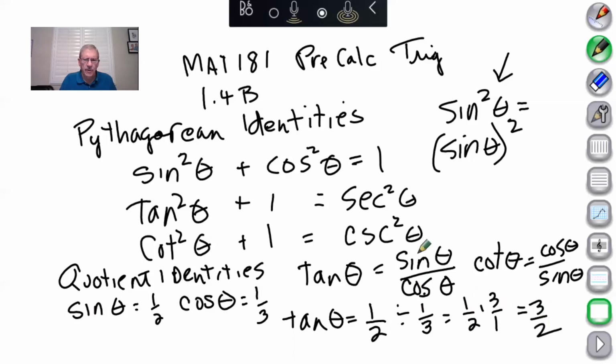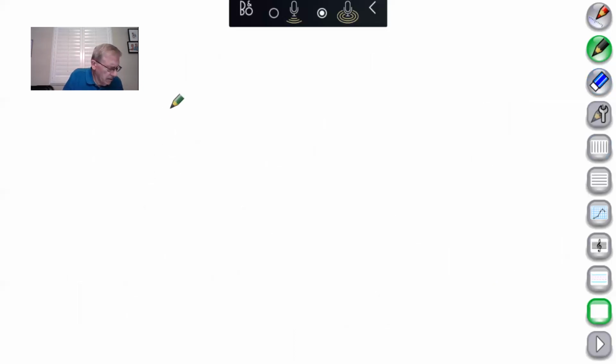So it's kind of useful. If we know the sine and cosine, we can figure out the tangent really fast. Kind of saves us a little bit of work. Let's see if they have any examples in the book on that. I don't see any. All right, so let's try the last two examples.